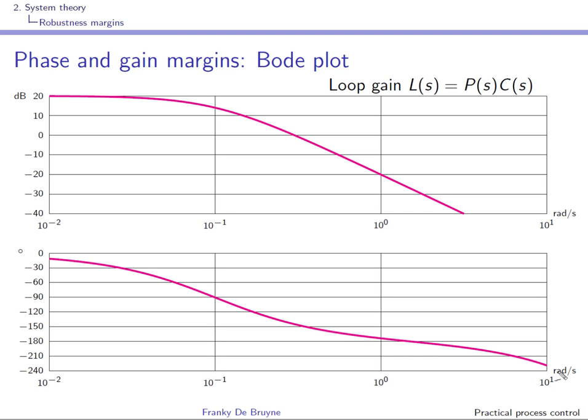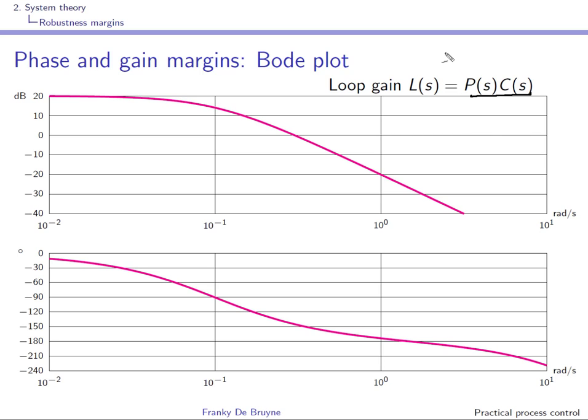We'll now review the concept of phase and gain margin. This is something that you've seen in the course Fundamentals of Control Theory, and what you should do to obtain the phase and gain margins, at least if you're doing it in the Bode plot, is look at the Bode plot of the correct quantity, and the correct quantity is the loop gain P times C.